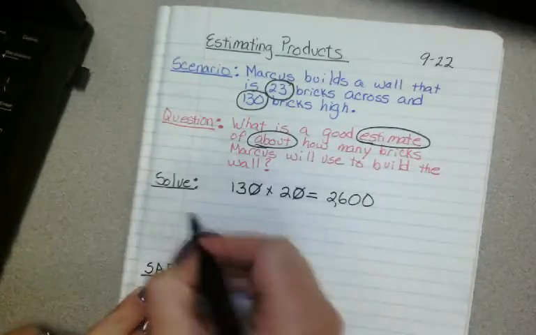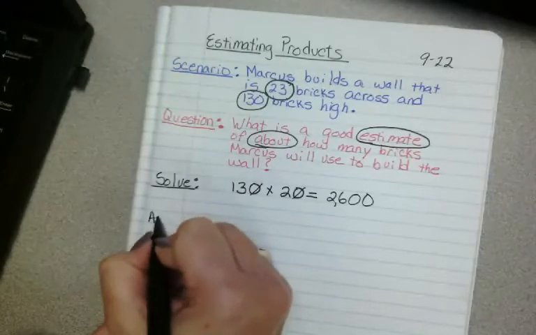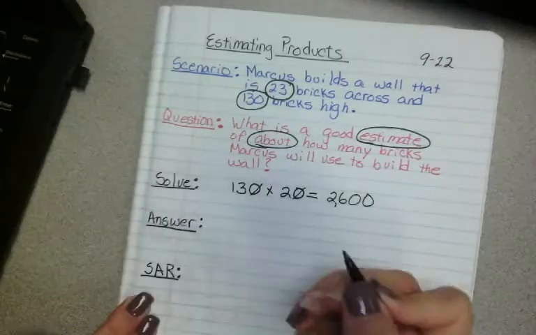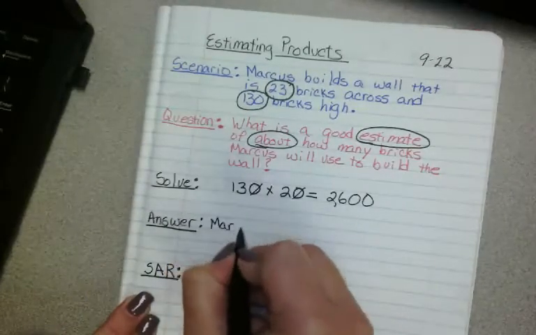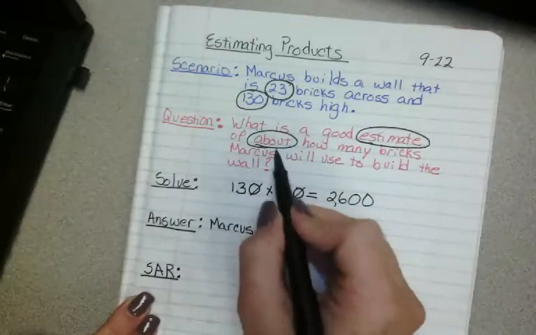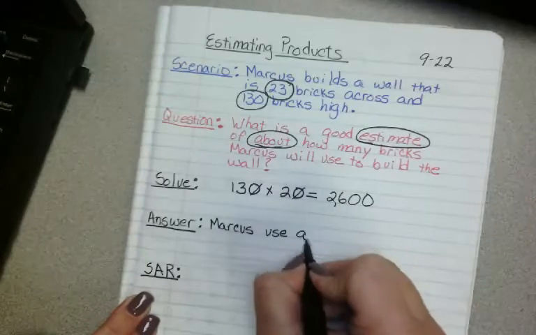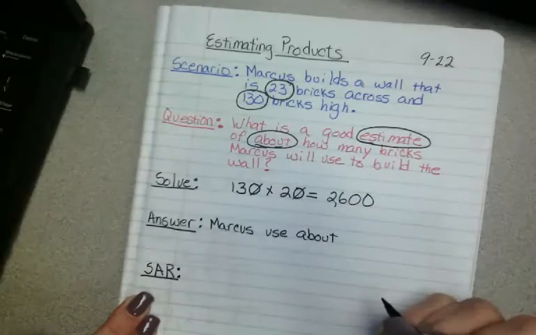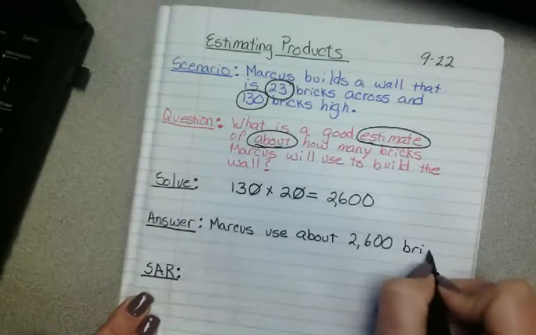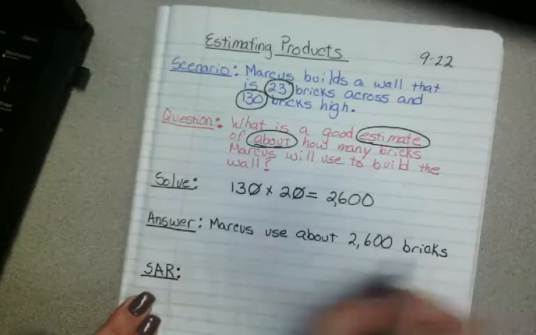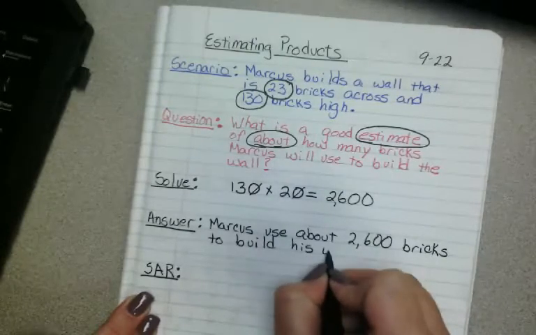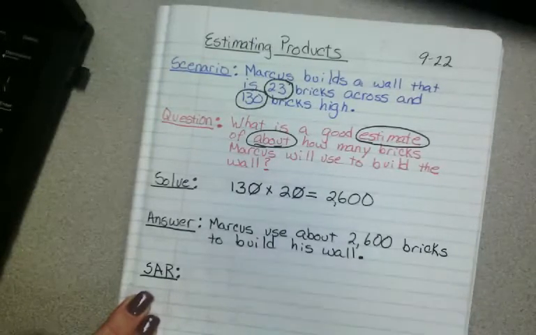So I'm going to make sure that in my answer, I write this as a complete sentence. Marcus uses, now this is important, use the word about, uses about 2,600 bricks to build his wall. Pretty simple, easy.